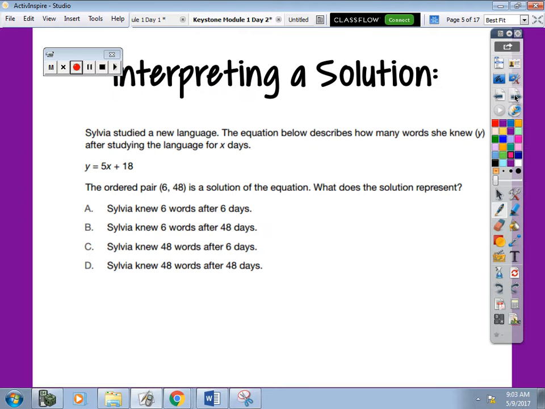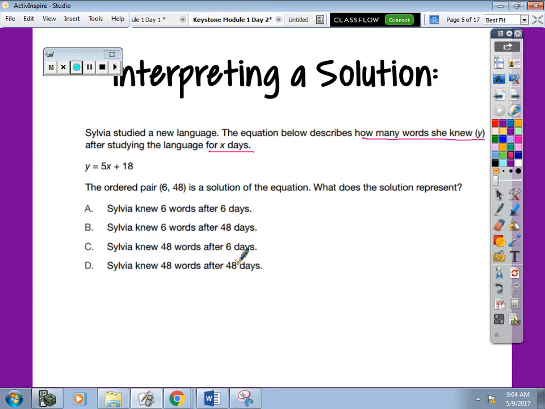Okay. The next one is interpreting the solution. So this one says, Sylvia studied a new language. The equation describes how many words she knew, which is the variable y, after studying the language for x days. Y equals 5x plus 18. They give us an answer, (6, 48). What does that solution represent? 6 words after 6 days, 6 words after 48 days, 48 words after 6 days, or 48 words after 48 days. So you see how similar they are. Which one is the correct answer?